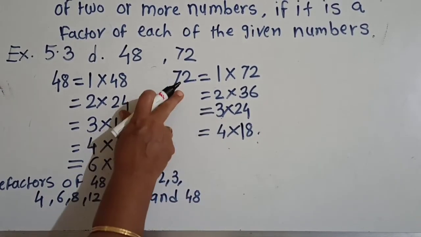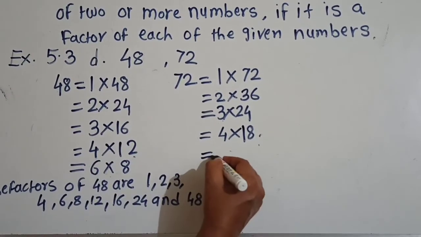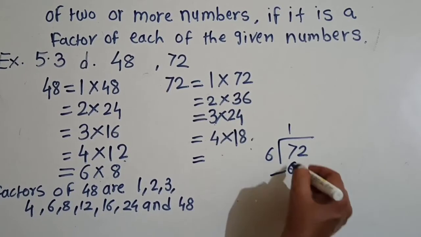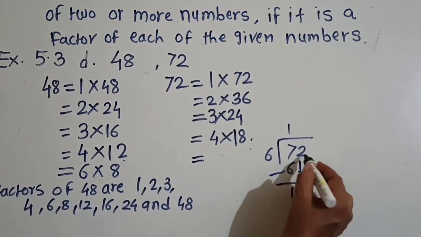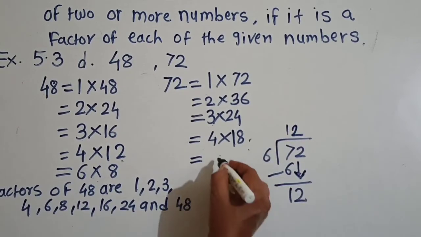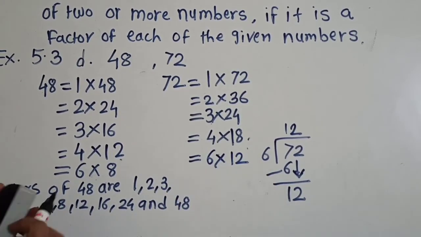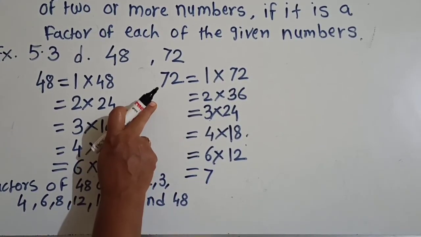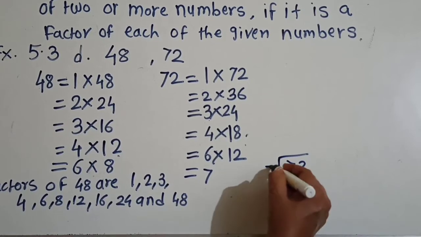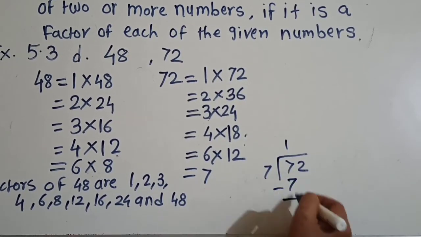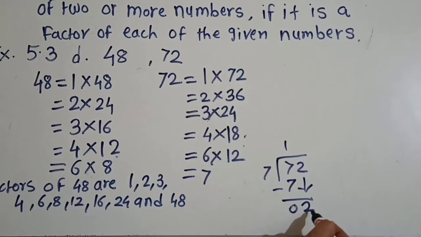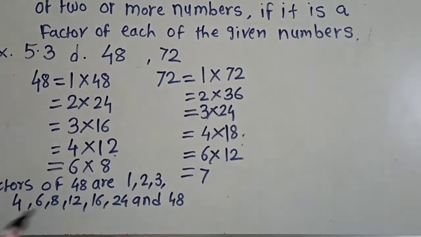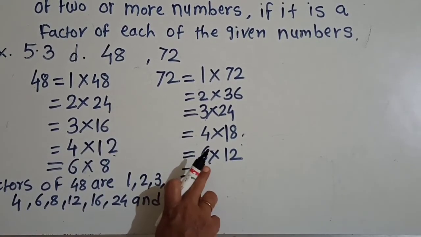Now 5, no, because here in the ones place there is 2. Then 6. 72 divided by 6. 6 1s are 6. 7 minus 6, 1, 2. Carry this down and 6 2s are. Yes, 6 12s are 72. Okay. Then 7. See here, 72 divided by 7. 7 1s are 7, 0. When we take 2, we cannot divide 2, meaning the remainder will be 2. So 7 is not a factor of 72.